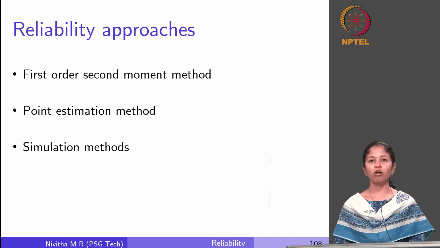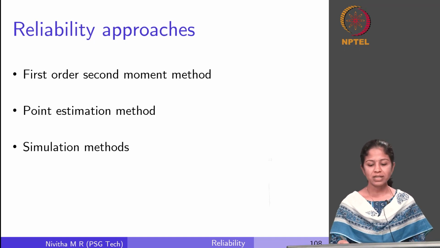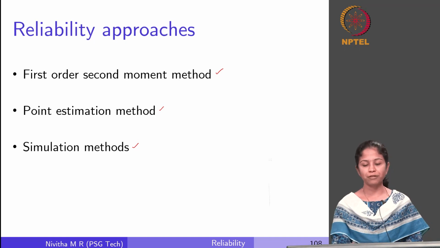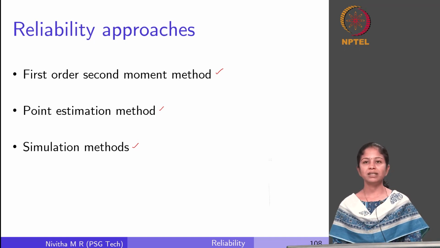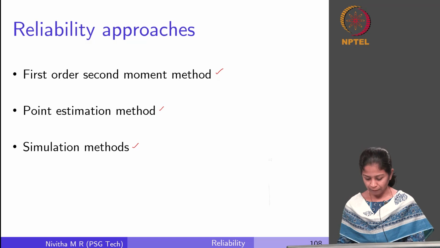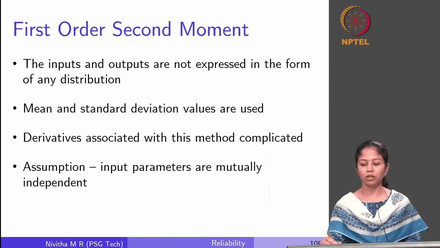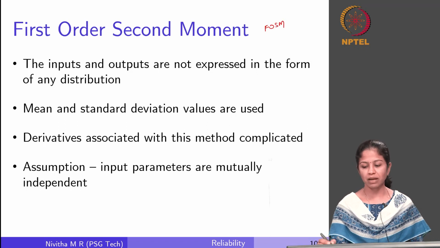So there are three common reliability approaches. One is a first order second moment method, second one is a point estimation method, and the third one is simulation method. I will briefly touch upon the first two methods, but we are going to discuss in detail about the third method. So what is the first order second moment, or it is called as FOSM method.